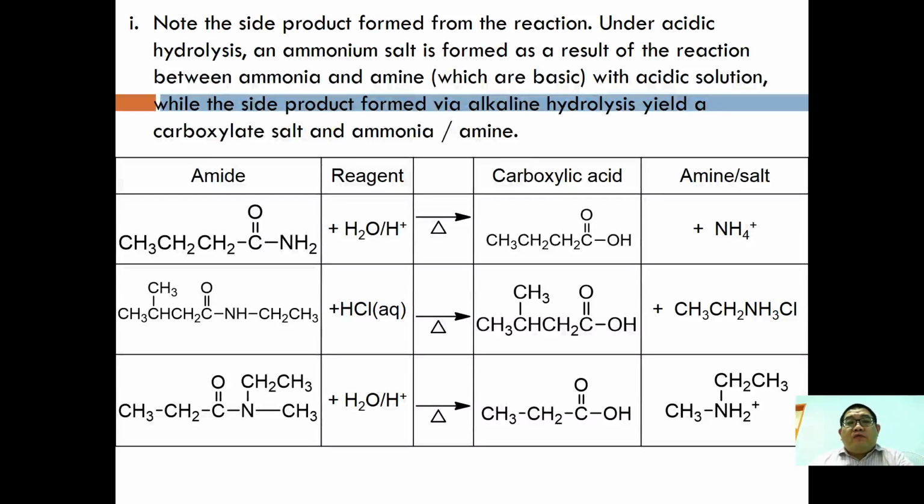So here are a few examples of the reactions of hydrolysis, starting with acidic hydrolysis. You can see here, this is the result given by the primary amide, while these are also the results given by primary and secondary amides. So you form carboxylic acid plus ammonium salt, and this is the acidic hydrolysis of a tertiary amide. You form carboxylic acid plus a secondary ammonium salt.